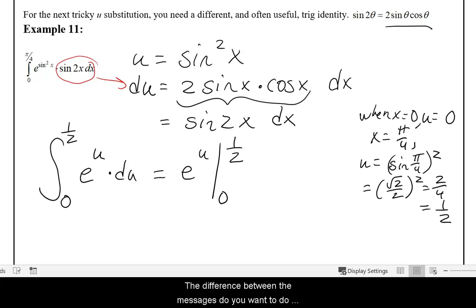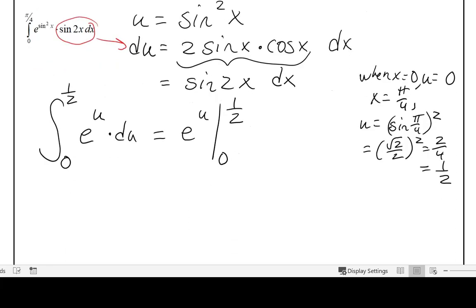The difference between the methods is, do you want to do your work in changing the limits of integration, or do your work on the back end when you plug in the limits of integration? You're going to do the work one way or the other. In this case, I get left with e to the 1/2 minus e to the 0. E to the 0 is 1.